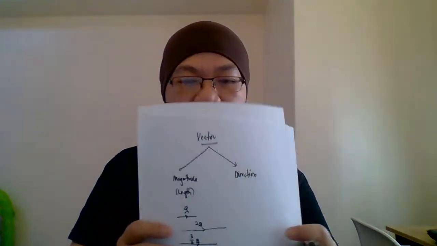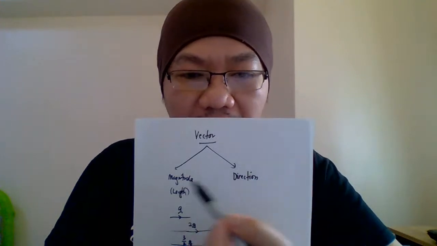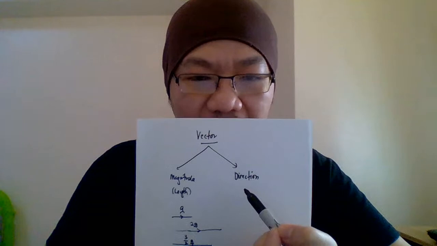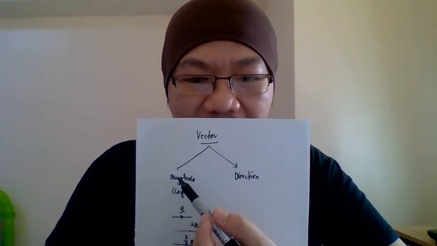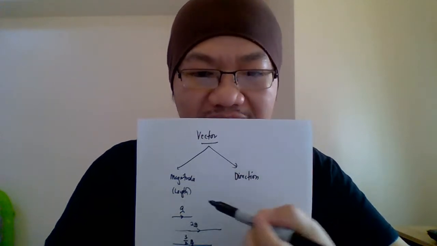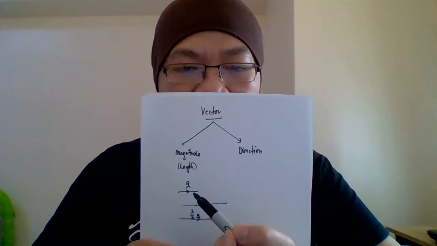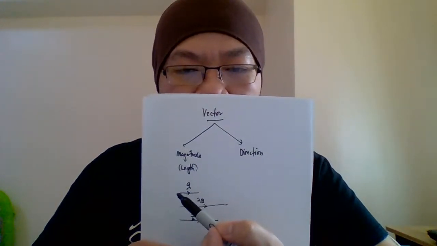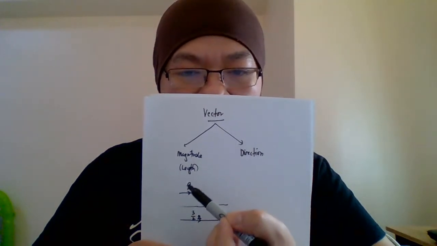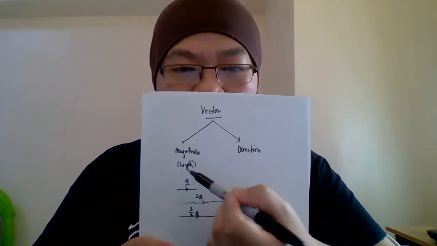So let me repeat again. A vector must have these two things to define it. It must have a magnitude and also must have a direction. Magnitude means the length; you can count the length here. Direction means the arrow given. For instance, here I have a vector A. You see the direction from left to right, and the magnitude is A. So this is what we call a vector.